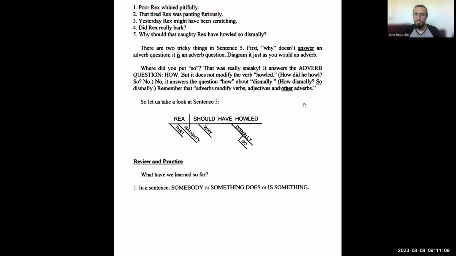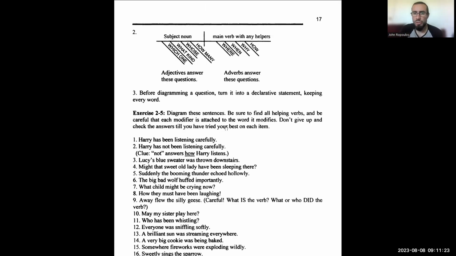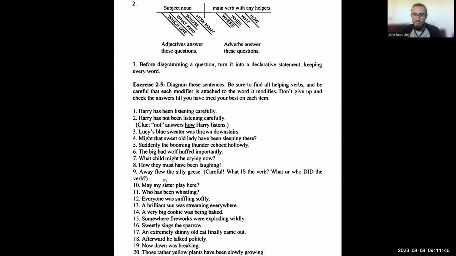Now, if we go to 2-5, this is an exercise that lets you practice what you've learned so far. So in terms of diagramming modifiers, there's a nice little chart here. Subject, noun, who's, how many, which one, what kind, all the adjective questions, and then main verb with any helpers, how, where, when, why. Memorize this. Ingrain it into your memory, burn it into your memory so that you don't forget it. Because this is exactly how you're going to diagram. So if you look down at all of these sentences, it should be pretty easy.